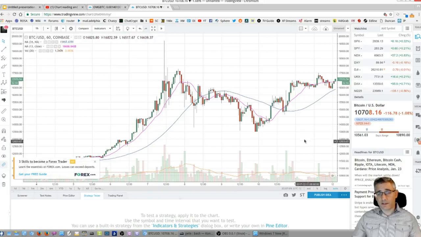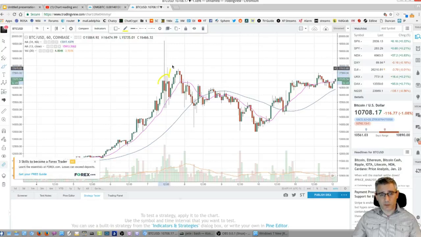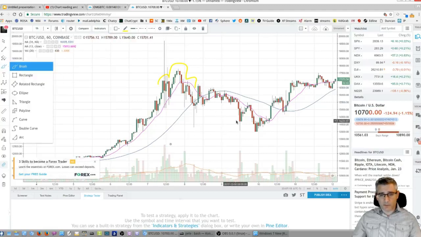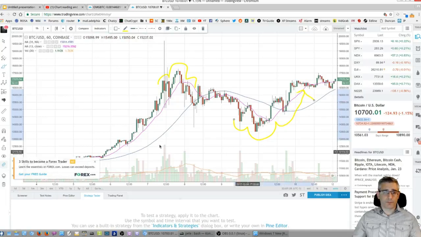Sometimes they're hard to see, sometimes they're easy to see. You just have to develop the chart vision to see them. Here's another one. And this quite possibly could be an inverse head and shoulders here. And you can see it reversed. It went bullish.